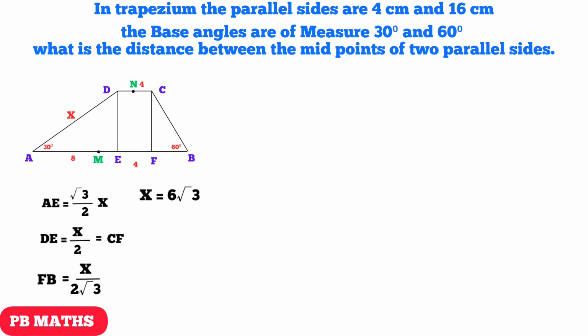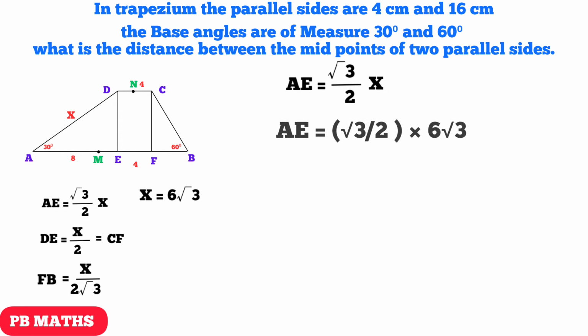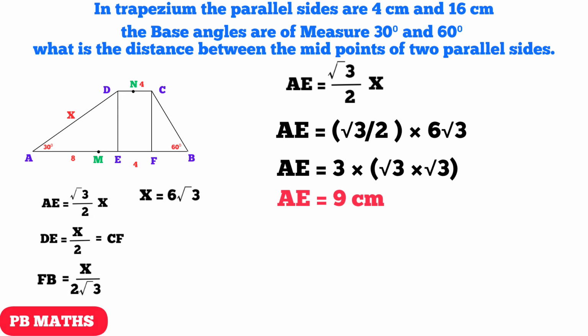With the help of this, let's try to find out the value of AE. We know that AE equals root 3 by 2 into x. Since we have the value of x as 6 root 3, AE equals 3 into root 3 whole square, which gives us AE as 9 centimeter. Now, let's try to figure out the length of ME. We know that M is the midpoint of AB. So the length of AM is going to be 8 centimeter.